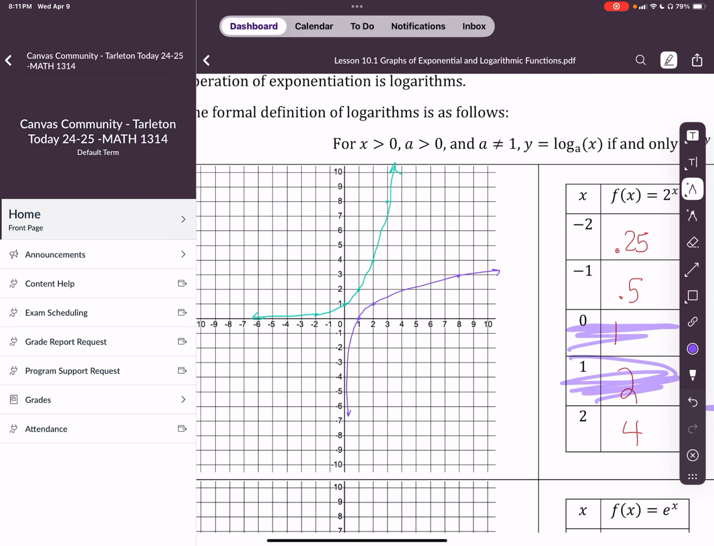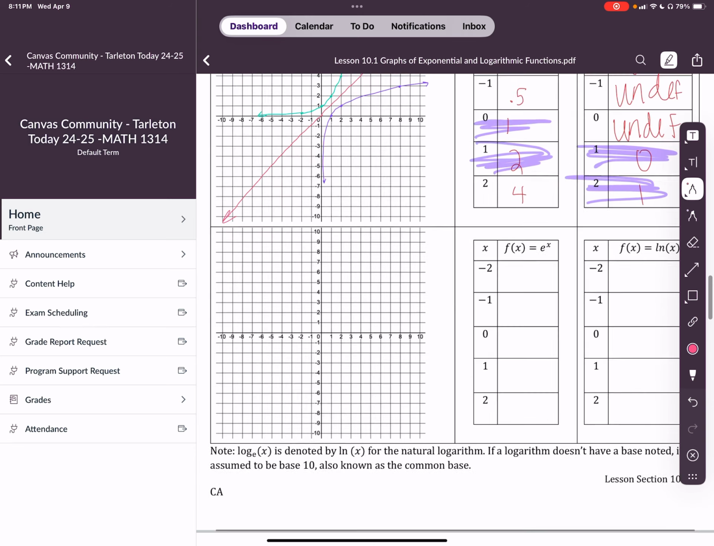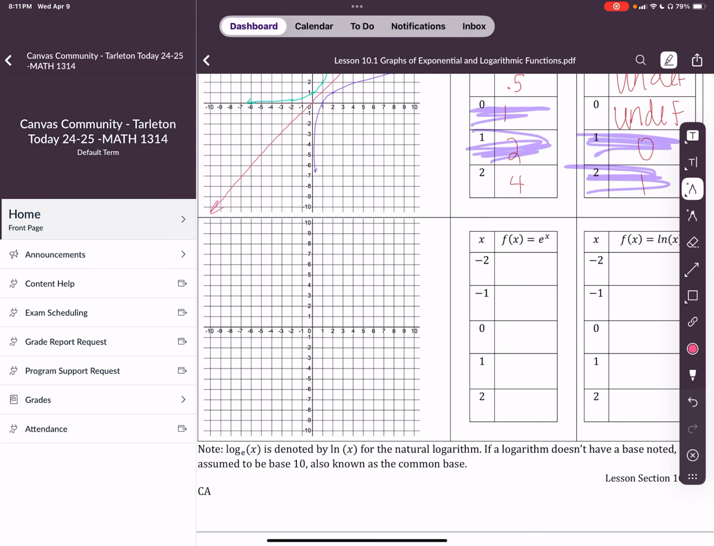Now notice you have a slant asymptote here, which it doesn't talk about, but just to remind you, here's your slant asymptote. Well, thereabouts.